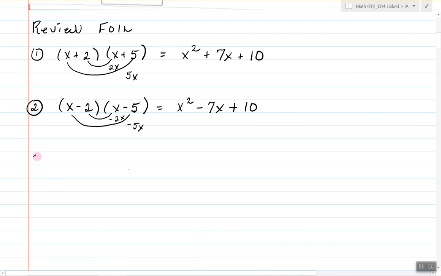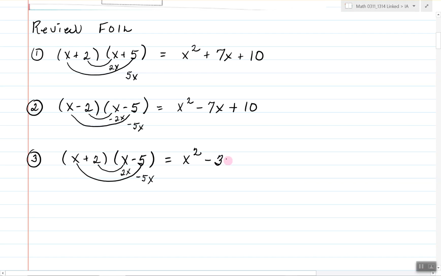All right, for my third example, suppose I have x plus 2 times x minus 5. The product of the first is still x squared. The outer product is minus 5x. The inner product is positive 2x. So instead of adding those, I'm going to subtract and keep the sign of the larger one for minus 3x. The product of the last, it's a positive times a negative, I get negative 10.